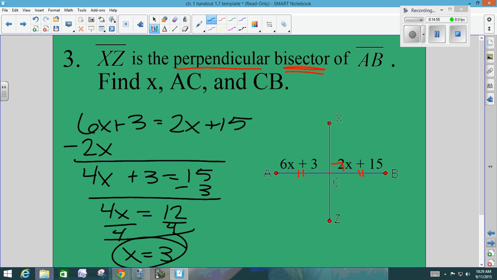3. And now I have to find the length of AC. What are we going to do to find the length of AC? Yeah, substitute 3 in. What's 6 times 3? 18 plus 3. We have to find the length of CB. How long is it? Do you have to really substitute it in? No, because they're congruent. Because it's not an angle, it's a segment. How about, what would be the length of AB? 42, good.